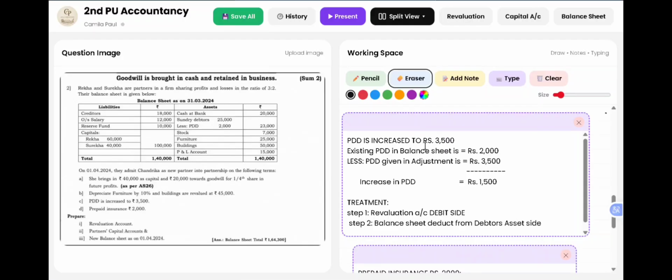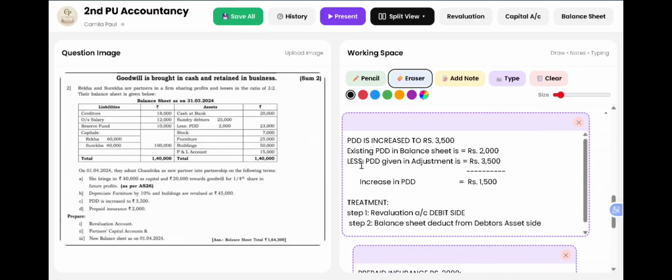But we also have a PDD in the balance sheet, that is 2,000 rupees, and this is considered as the old PDD. So now we are going to compare the old and the new PDD given in the adjustment. The existing PDD given in the balance sheet is 2,000, and we have to compare it with the PDD given in the adjustment, that is 3,500.